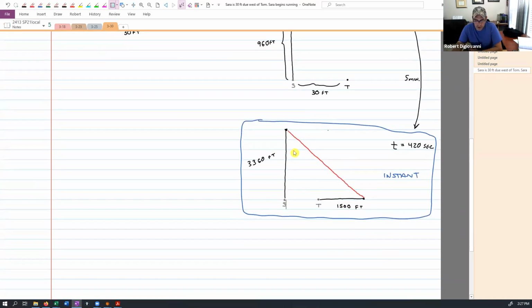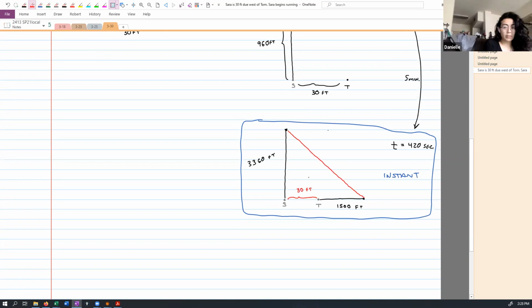Now, is this a triangle you could solve? Do we have all the sides that we would need? Yes, we do, because the gap is 30, right? It's not drawn to scale, but this is 30 feet. We do know that, because that's what they started, 30 feet apart. So we could solve that side.